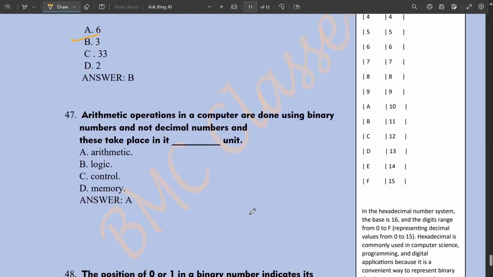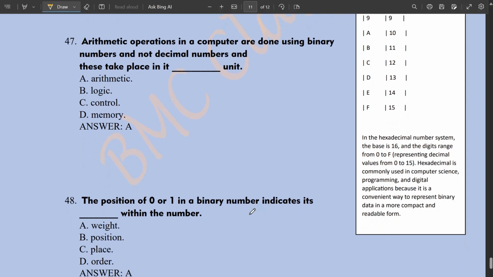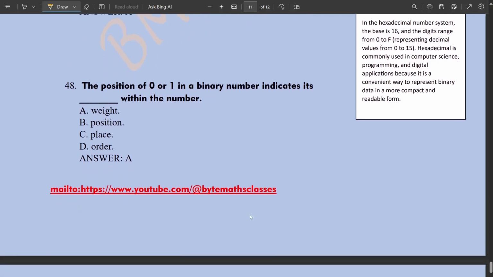Okay. Next, arithmetic operations in a computer are done using binary numbers and not decimal numbers, and these take place in the arithmetic unit. Option number A is correct. Next, the position of 0 or 1 in a binary number indicates its weight within the number. Option number A is correct.